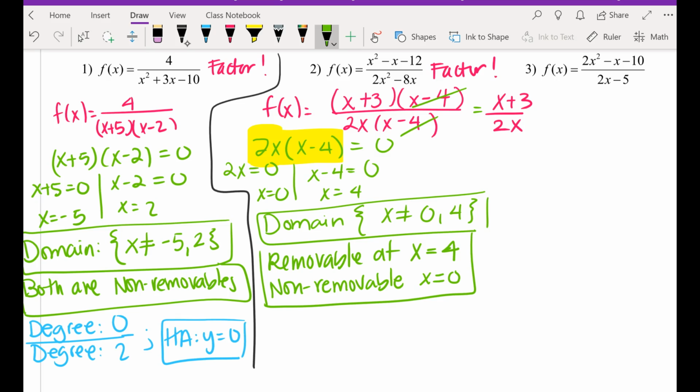Okay? Now let's talk about HA. Do we have any? To find HA, what do we need to know? Degree. What's the degree on the top? 2. What's the degree on the bottom? 2. They are equal, right? The degree on the bottom is also 2. So that means HA or no HA?